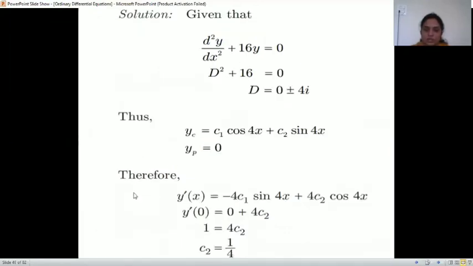Okay, the solution is, we have to write the auxiliary equation. D square plus 16 is 0, so d is plus minus 4i. We get yc is c1 cos 4x plus c2 sin 4x, and yp is 0 as it is equal to 0, right? So y is c1 cos 4x plus c2 sin 4x, right? And as we have been given boundary conditions, we have to use them. That's why we need y dash. So y dash is minus 4c1 sin 4x plus 4c2 cos 4x, right?